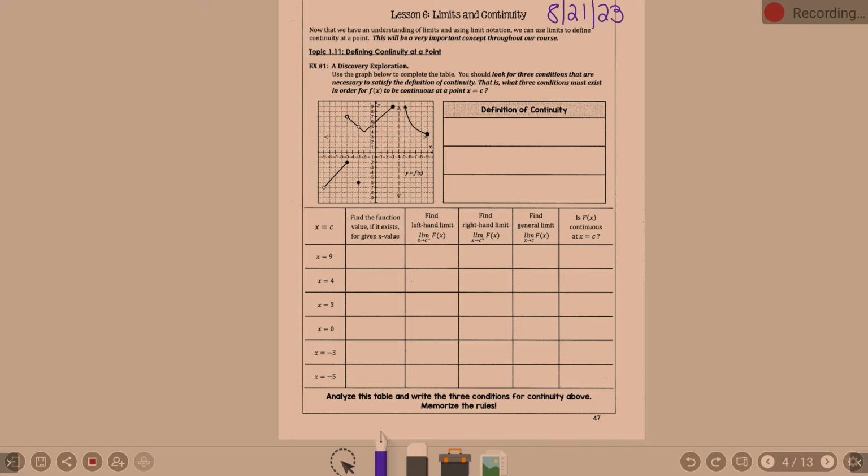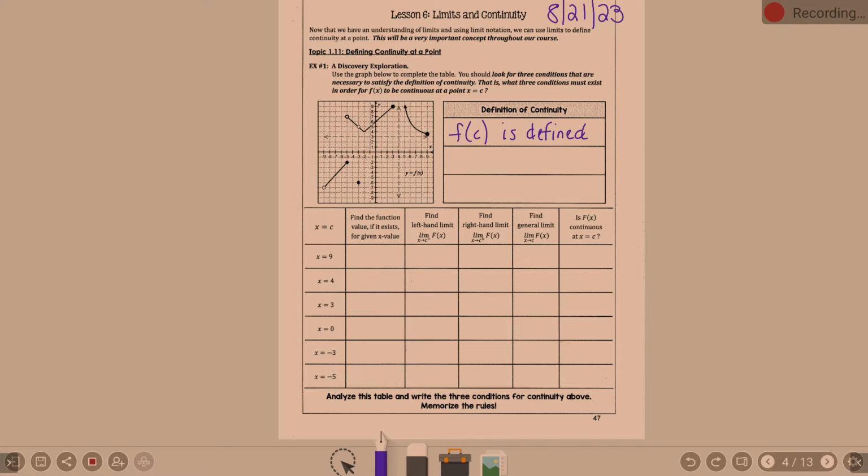So one thing I'm going to put here is that f of c is defined. So the function at point c. C is some number right here. If we're talking about the limit approaching 3, then f of 3 must be defined. There can't be a hole, in other words.